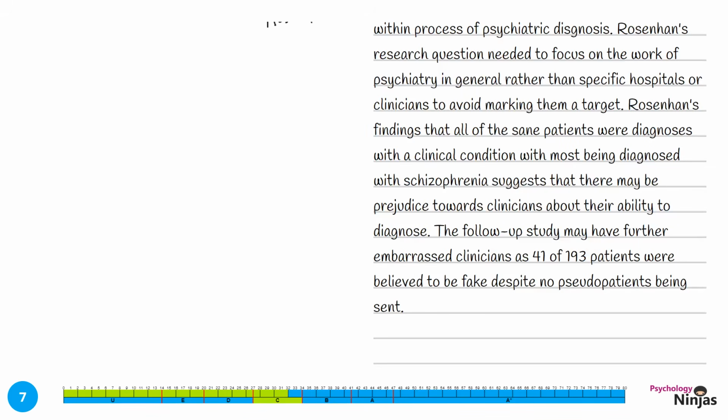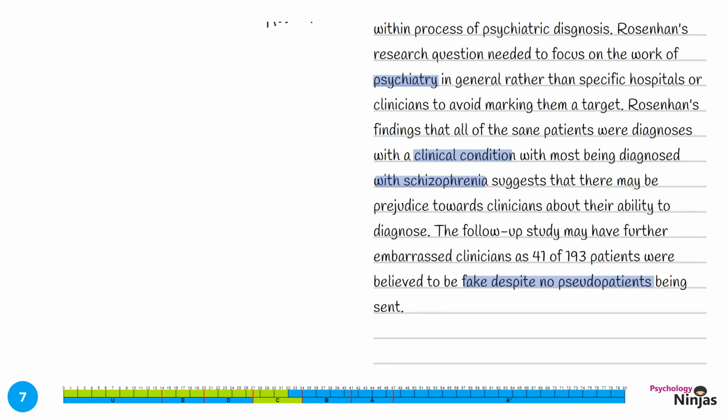The follow-up study may have further embarrassed clinicians, as 41 of the 193 patients were believed to be fake despite no pseudopatients being sent. We've stated how Rosenhan's study is not socially sensitive in that the research question focused on psychiatry in general. We've also identified that the clinicians may be viewed as a target, both for the fact that they misdiagnosed and the clinical condition which they diagnosed them with. Clear understanding of the nature of Rosenhan's follow-up study has been talked about, and the impact of this on our understanding of socially sensitive research.